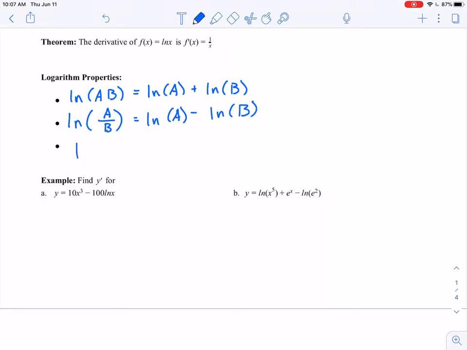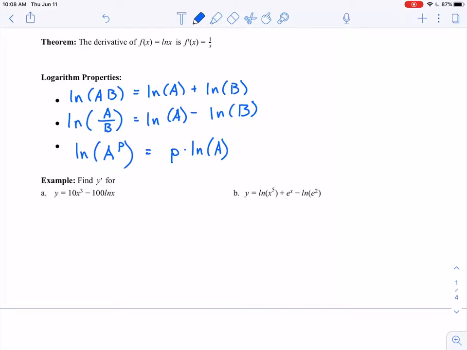Lastly, if I have natural log of a raised to the p power, so p is my exponent here, the way I think about this is we can take this exponent and bring it to the front. We can rewrite it as a factor. We can rewrite this as p times natural log of a. So I can get rid of that exponent. I can rewrite it as a factor. So we're going to use these properties as we need to, if necessary, to help us take derivatives of some natural logarithms. So let's start here with part A.